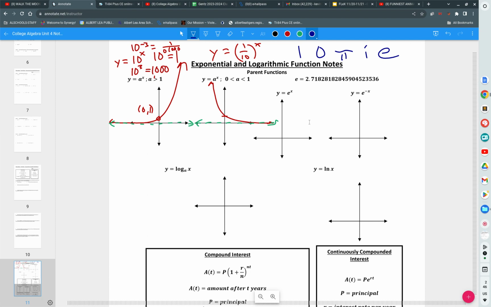So I have y equals e to the x. Because the base is greater than 1, it has this shape. But if you have y equals e to the negative x, that's the same as y equals 1 over e to the x. And that would have this shape.